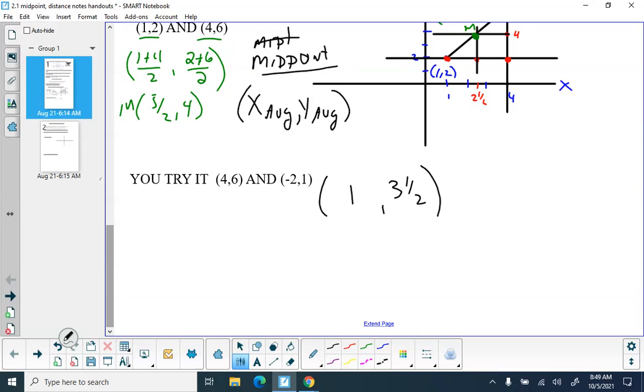1 and 3.5. That's correct. We can take the 4 plus negative 2 divided by 2 and 6 plus 1 divided by 2, and we can get our ordered pair for the midpoint.